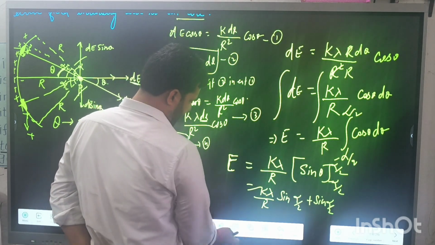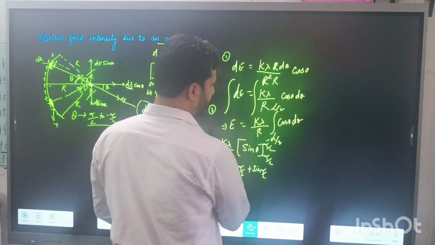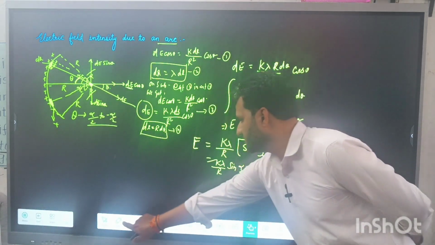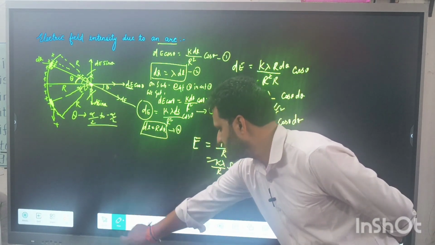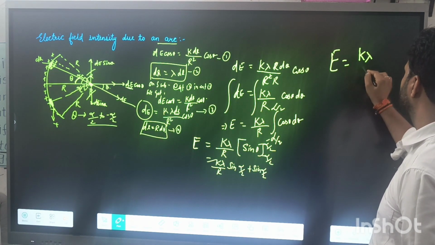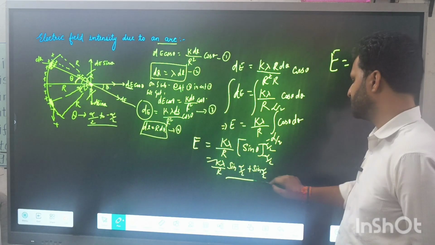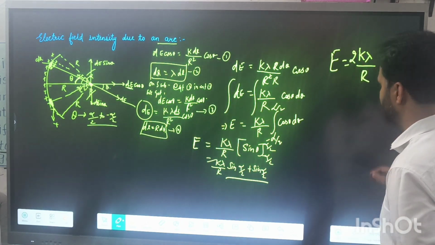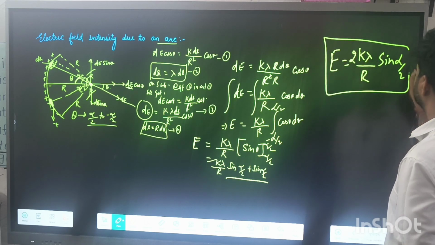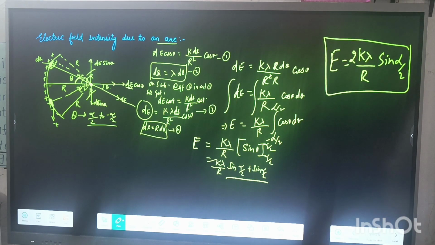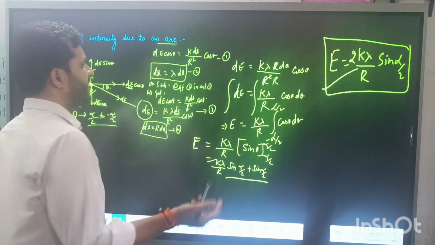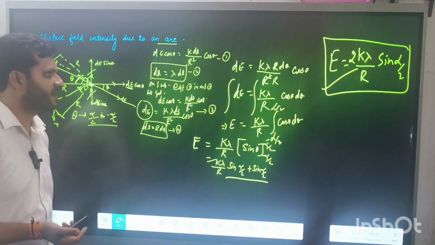So the resultant electric field intensity due to an arc at any point becomes E equal to k lambda upon r times 2 sin alpha by 2. This is your resultant electric field intensity due to an arc. Correct? This resultant we will use to solve various numericals.